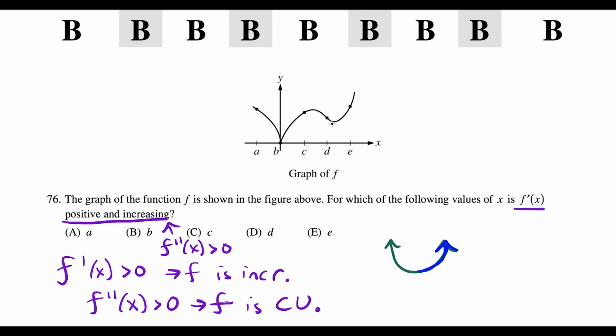So if we look at all of this here, the curve is concave up at this section of the graph. But at which point in particular are we on the increasing part of the smile? That's going to be here at point E. So this is going to correspond to choice E.